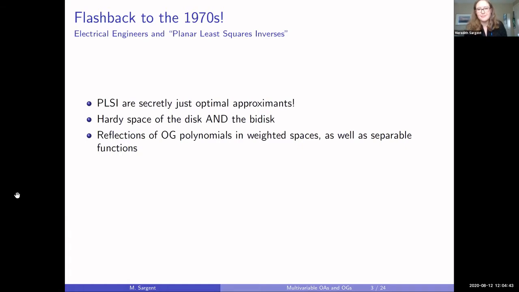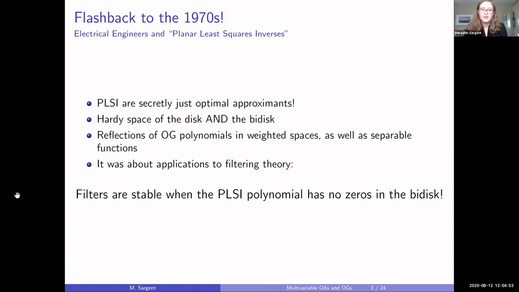So that's exciting. The engineers were looking at this in terms of applications to filtering theory. If you don't know what that is, it's fine. What you should notice is that the engineers want filters to be stable, when these optimal approximants have no zeros in the bidisk. So this was their goal. They wanted to be able to find an optimal approximant of a certain degree, and they really wanted to be able to tell easily if it had zeros in the bidisk or not.